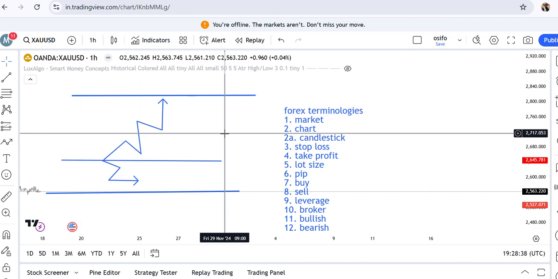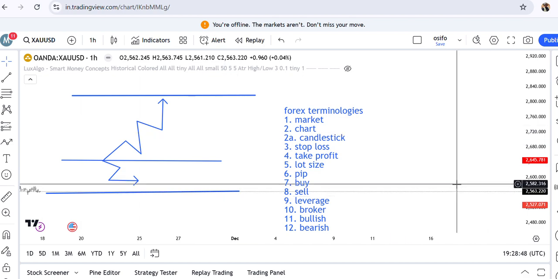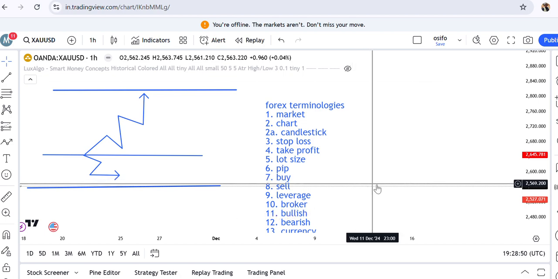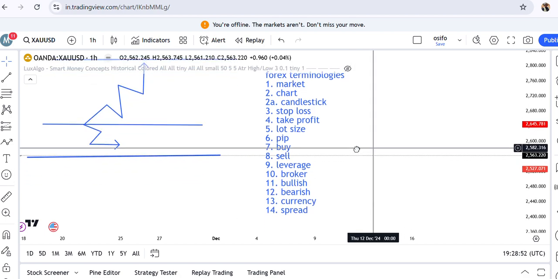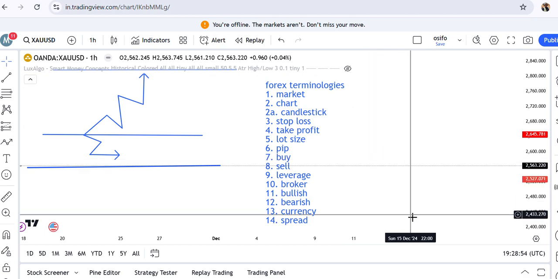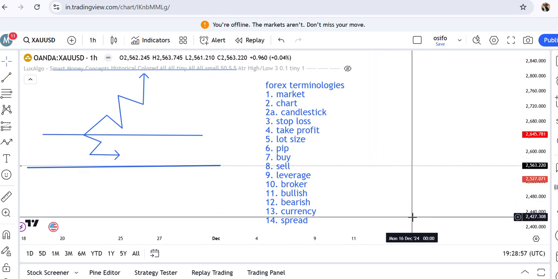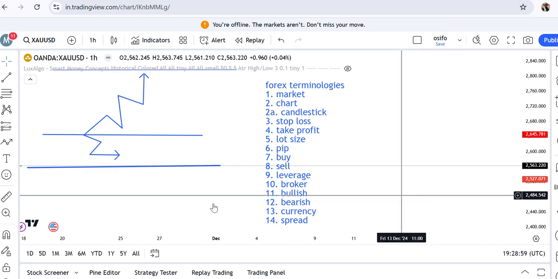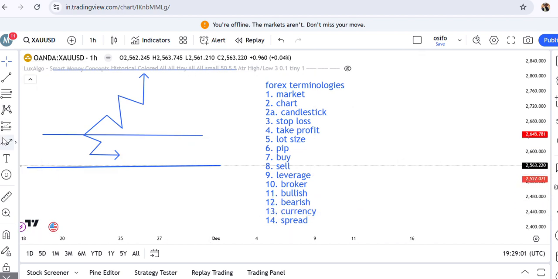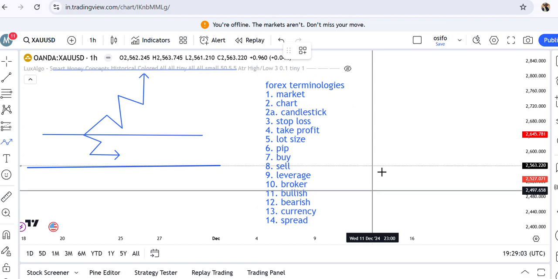Then number six is what we call PIP. PIPs mean point in percentage. Now, what's the meaning of pips? The movement price makes is calculated in pips. Just as humans, if we are moving, our movement is calculated in steps, also a price moving is calculated in pips. Right? It can move like this.